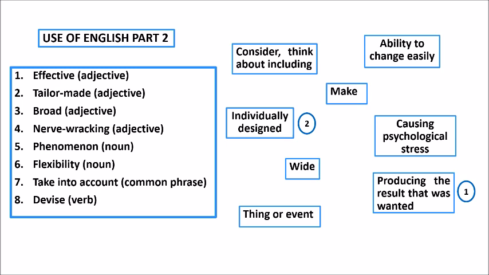Tailor-made is individually designed. You can say, oh, I had a tailor-made, or my dress was tailor-made, which is a dress that was designed to fit you specifically. Broad is wide. Ample is another synonym. Very, very, when there's a lot of options. Then we have nerve-wracking, which is an adjective, and it's causing psychological stress. It means that it hurts your head.